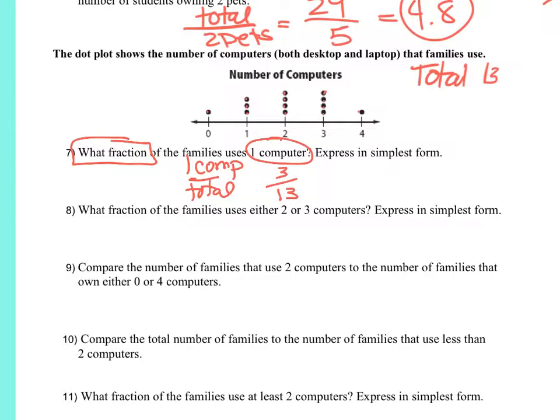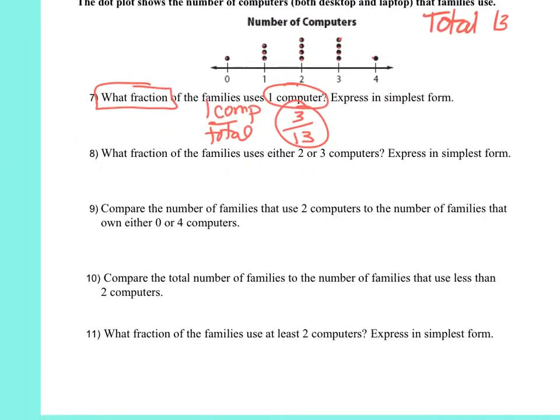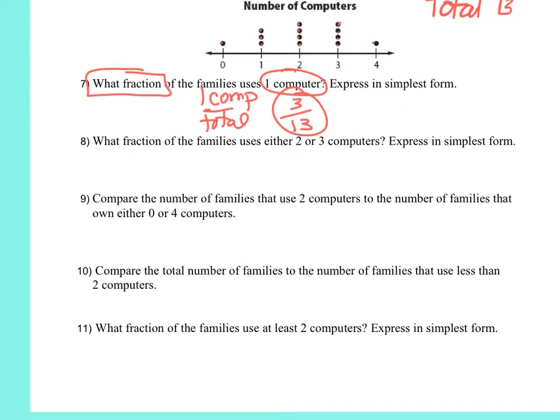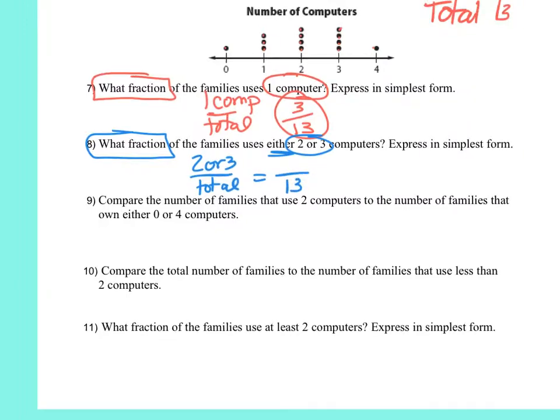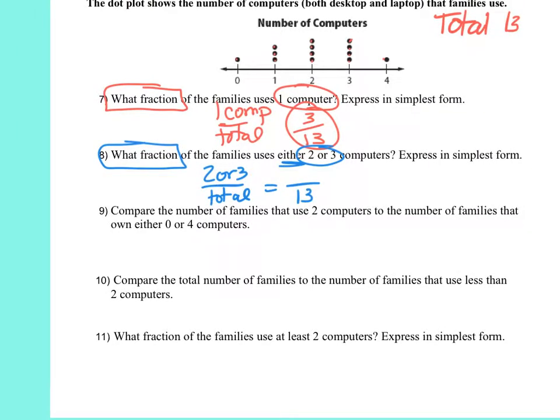Can I reduce that? No. How do you know that? Because you can't divide 13 by anything or 3. Number 8, what fraction of the families uses either 2 or 3 computers? So the same thing, you're going to put it over the total. If it says 2 or 3, you're combining those numbers. So how many use 2 computers or 3? 8. And we can't reduce that either, so I'm just going to circle it.